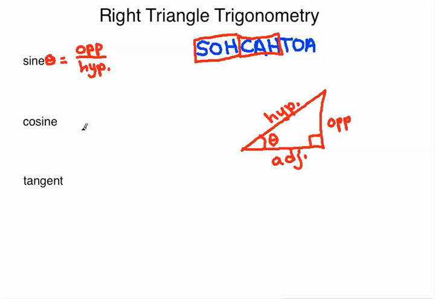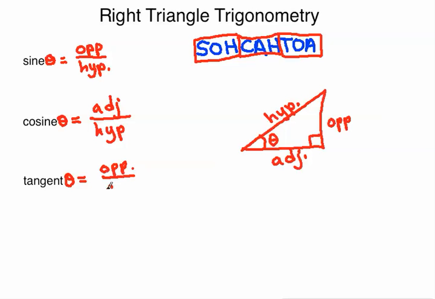Okay, this brings us to CAH. The cosine of theta is equal to adjacent over hypotenuse. And last but not least, the tangent of theta equals opposite over adjacent. So let's see what this looks like with an example.